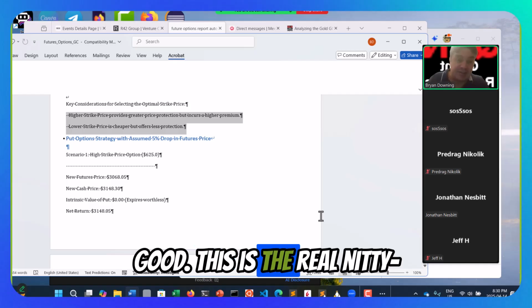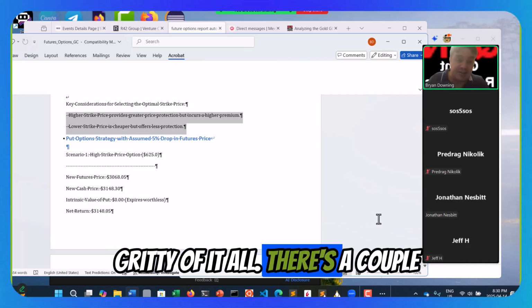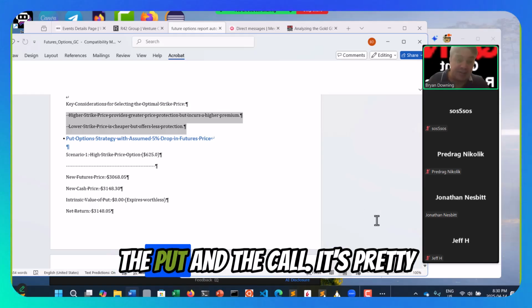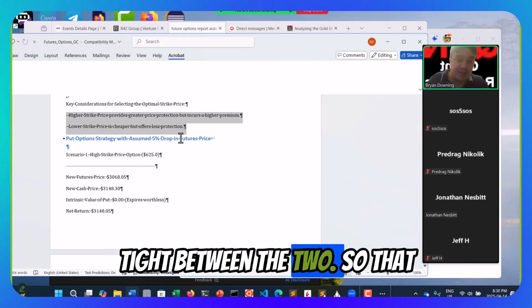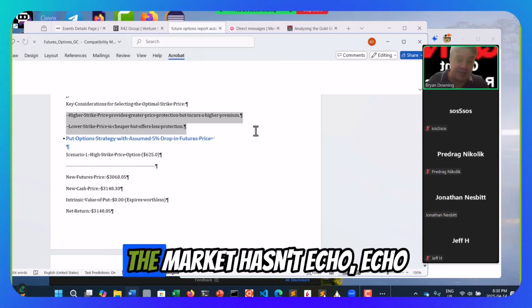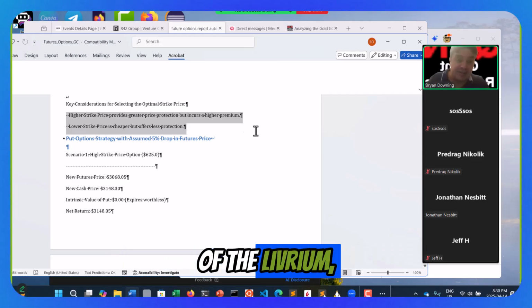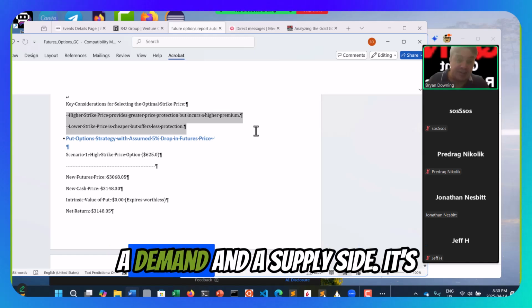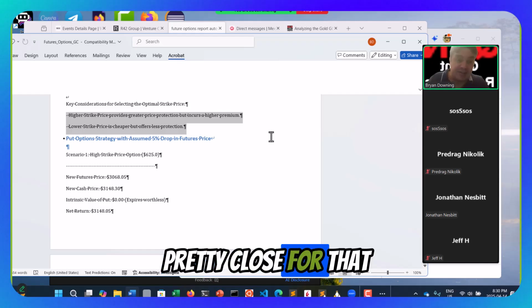This is the real nitty gritty of it all. There's a couple of different ones I've gone over. The put call parity. See the tightness here between the put and the call? It's pretty tight between the two. So as long as it's tight, the market has an equilibrium, which is good because there's both a demand and a supply side. It's pretty close for that measurement.